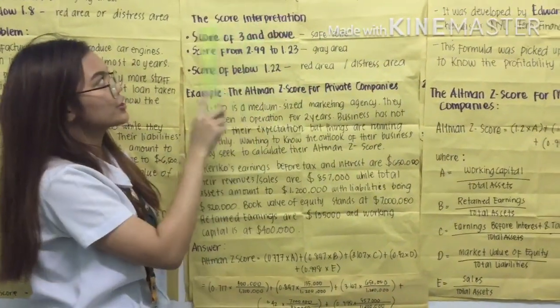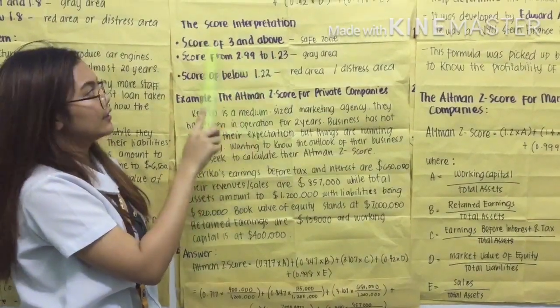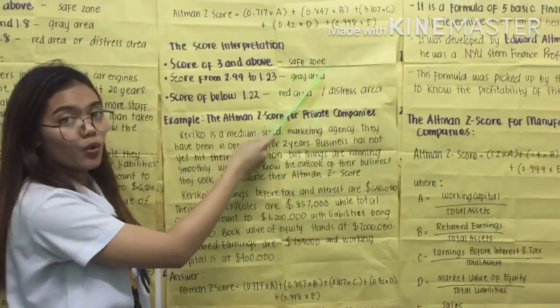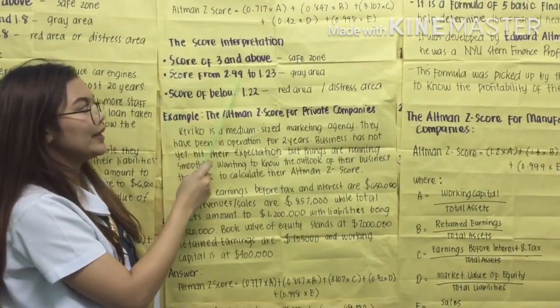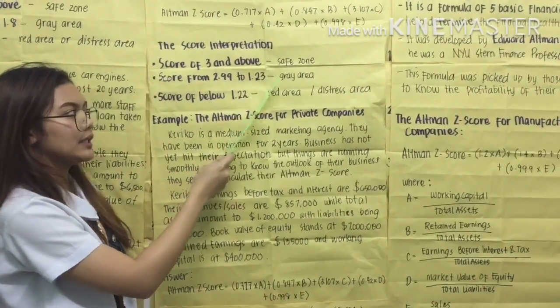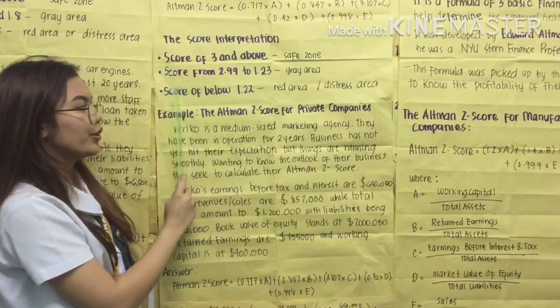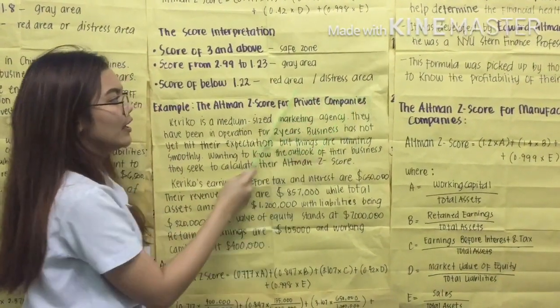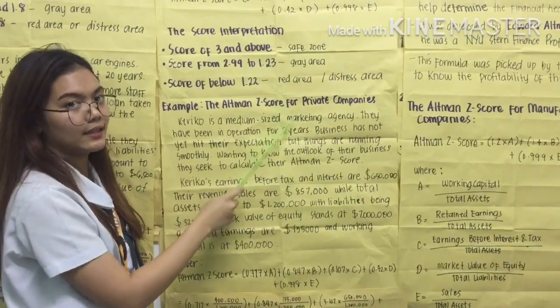For the score interpretation, a score of 3 and above is also the safe zone. A score from 2.99 to 1.23 is the gray area. A score below 1.22 is the red area or distress area that may lead to bankruptcy.